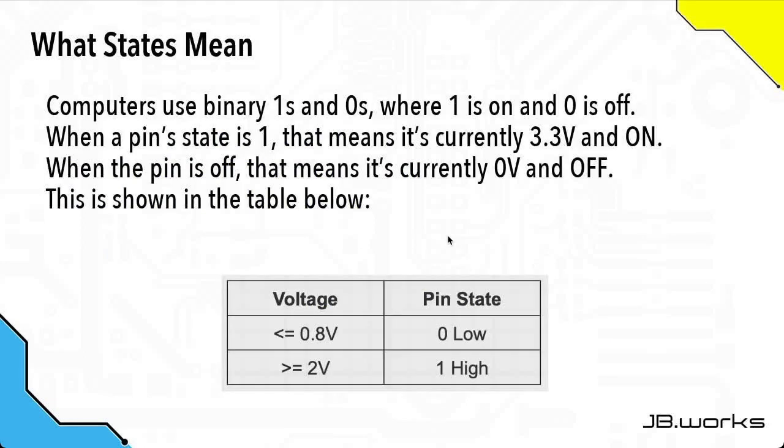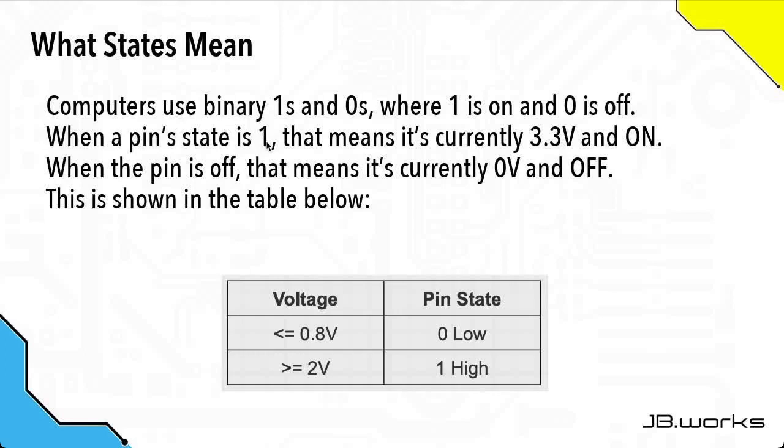Right, before we start talking about toggling states, it's a good idea to actually know what a state is. So the first thing to keep in mind is that computers use binary ones and zeros, and all binary means is that it's one thing or another. It can only be one state at a time. So for computers, it's either 1 or 0, where 1 is on and 0 is off. And this is called the state of a pin.